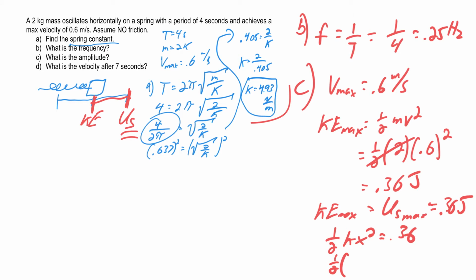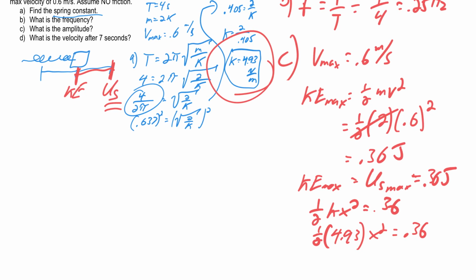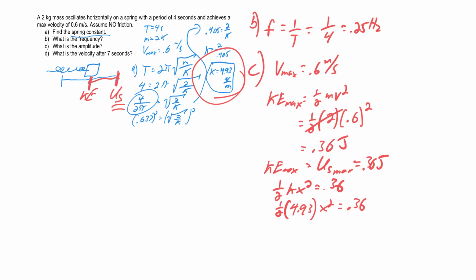Okay, where is that? There we go, 4.93 times x squared equals 0.36. So go ahead and do the math on that. And we get, actually, why don't I go ahead and do the algebra.